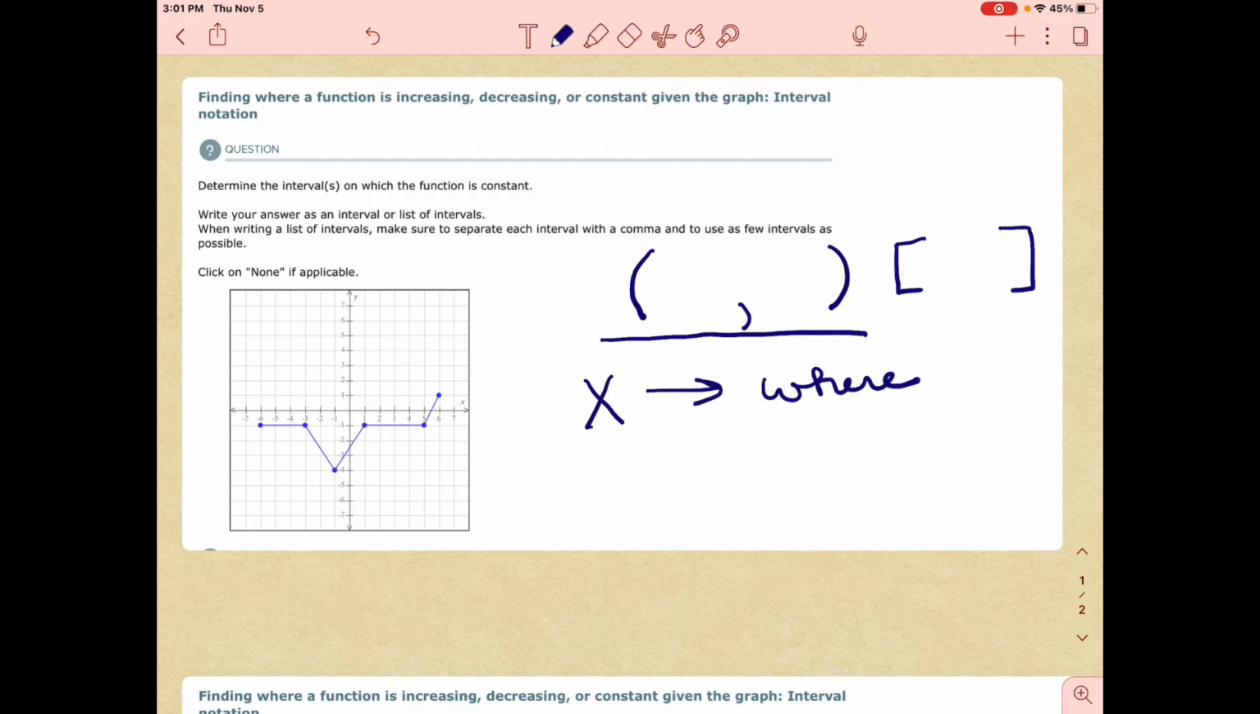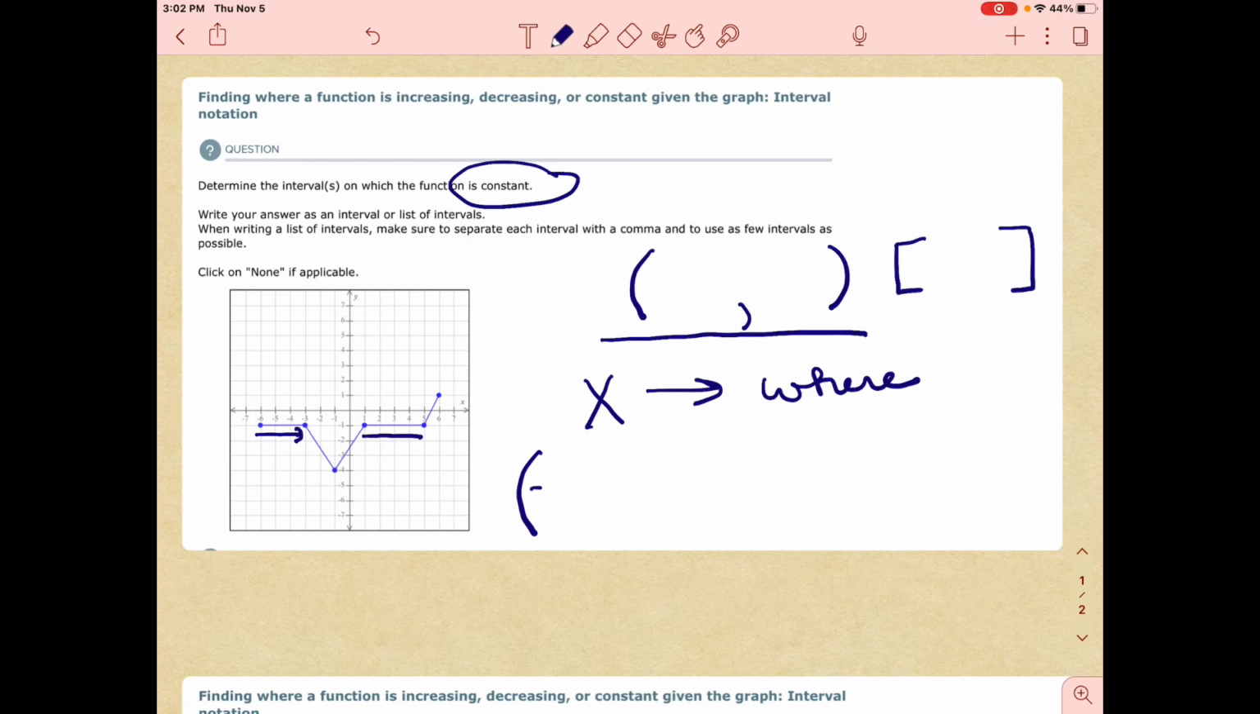So for example, this one says determine the intervals on which the function is constant. And so what we're looking at here is where is the function flat, where it's not going up and it's not going down. So we're going to look at the x to talk about this particular first part of the graph where it's constant.